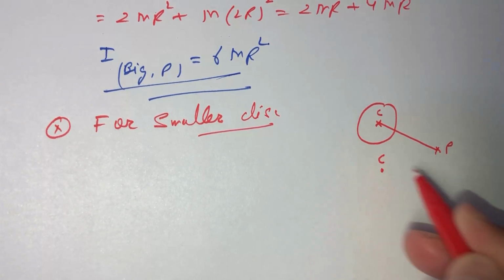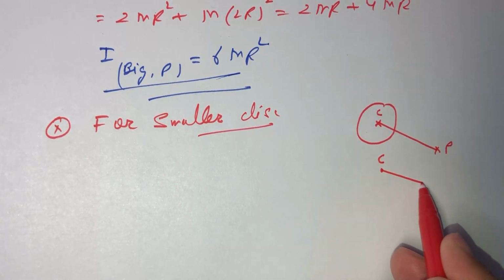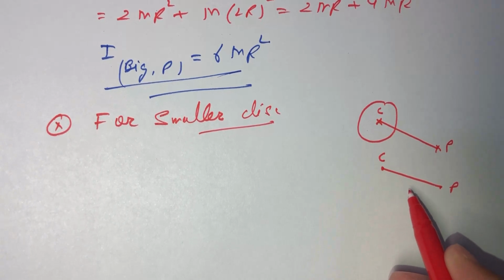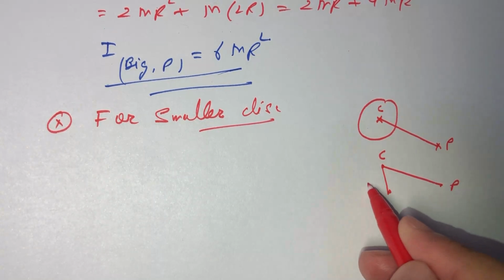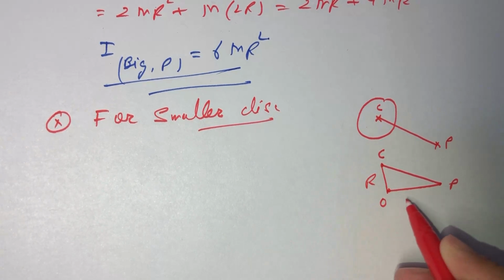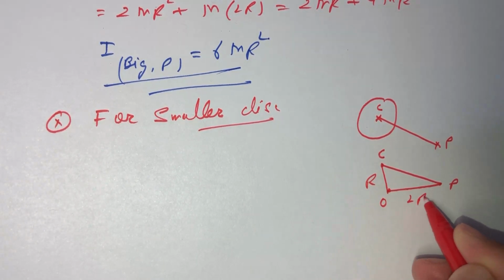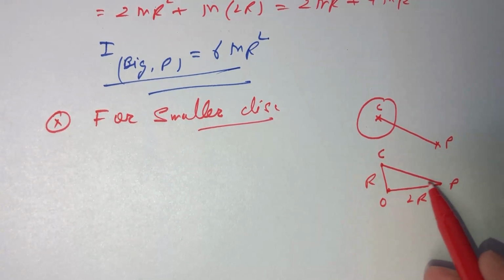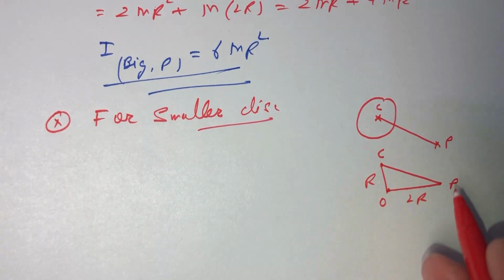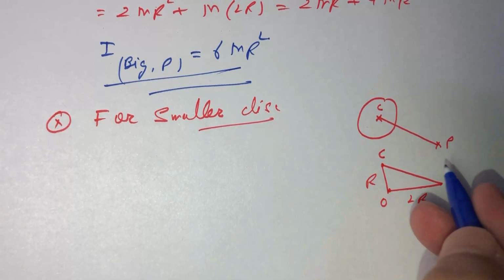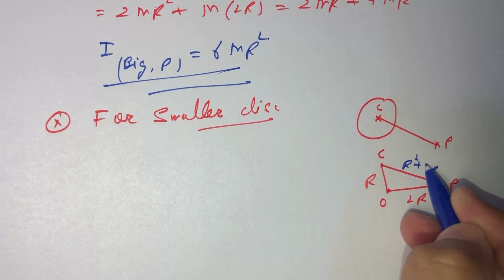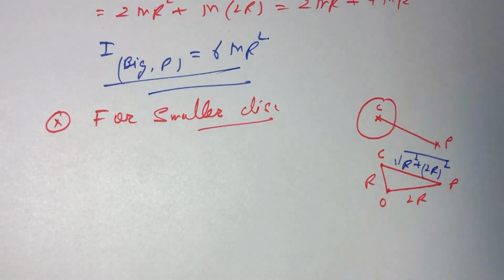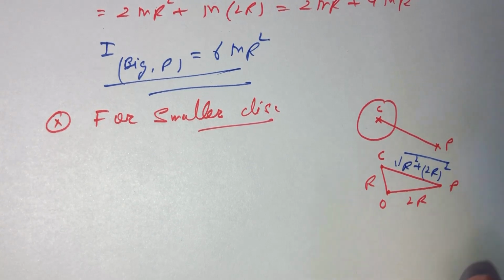So this is point C and this is point P, and we have center O. This distance we also know, this distance is our R, and this distance OP is 2R. So therefore we can say our CP will be coming as the square root of R square plus 2R whole square. Please bear in mind, this figure is not according to the scale.